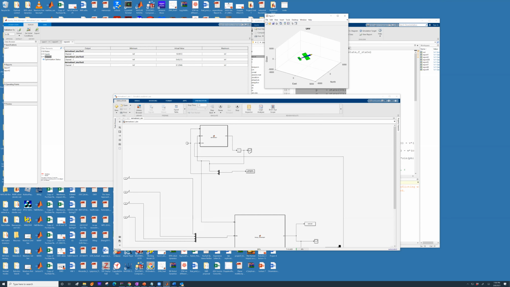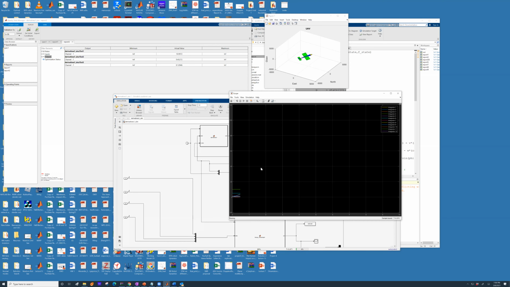And again, you click on the scope and you observe. You will observe the state 1, state 2, state 3, they are increasing, but other states are staying where they are, which means the aircraft is in trimmed condition. This is for Zagi.